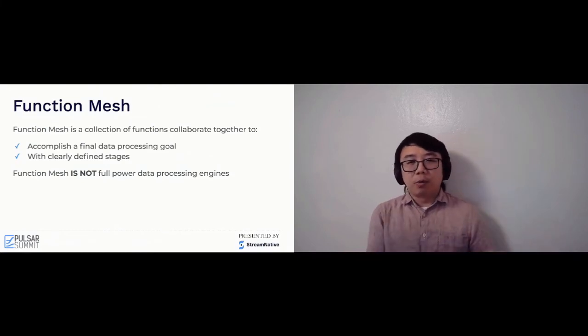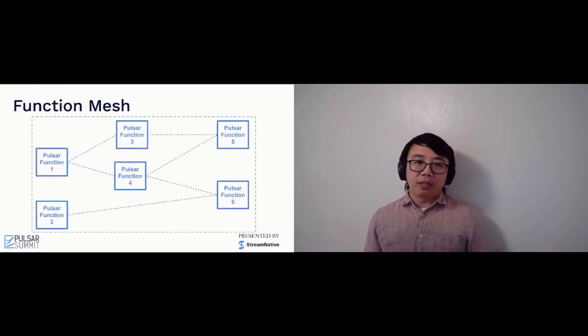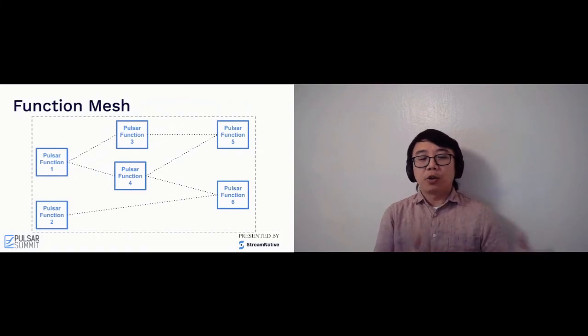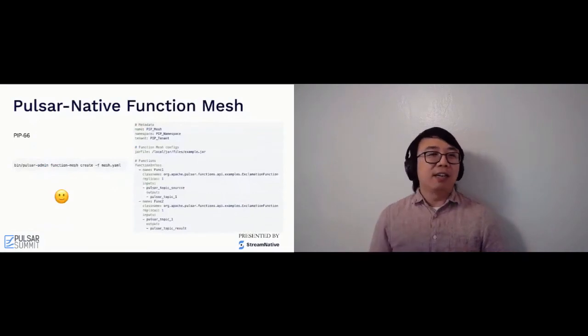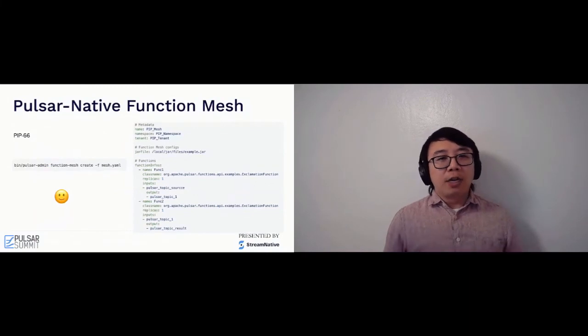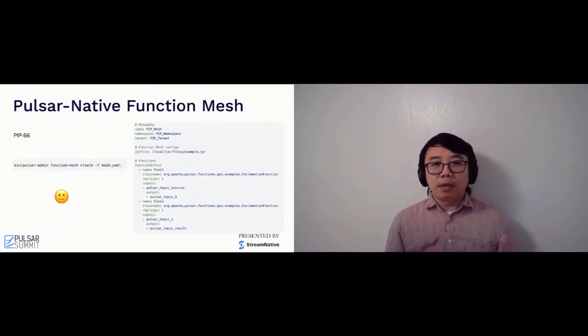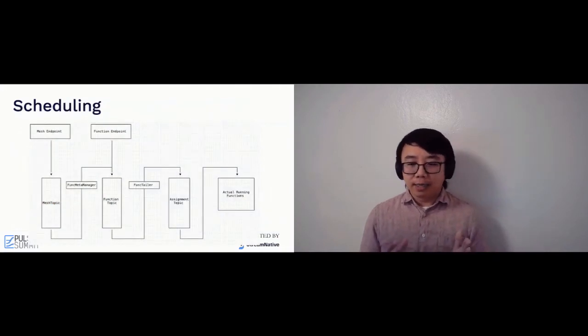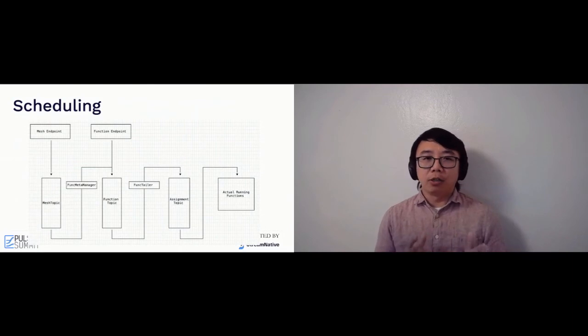And this is just a simple diagram about a function mesh that you have 6 functions, and individual functions connect through a Pulsar topic. And so once we have this idea and the goal, we submit the PIP called PIP 66. The original idea is, okay, then let's implement this Pulsar-native function mesh using the current framework. So that leads into our initial implementation, that is implement that based on the existing Pulsar function framework.